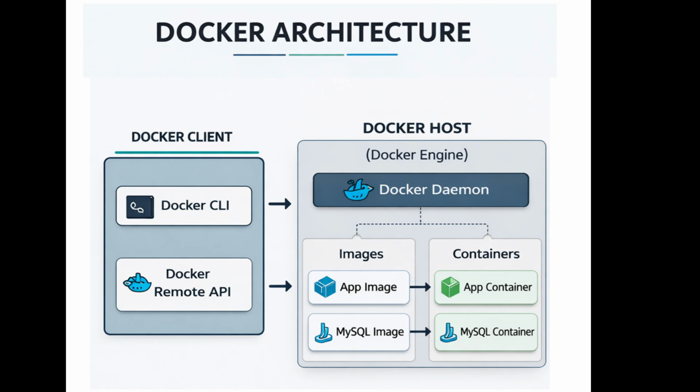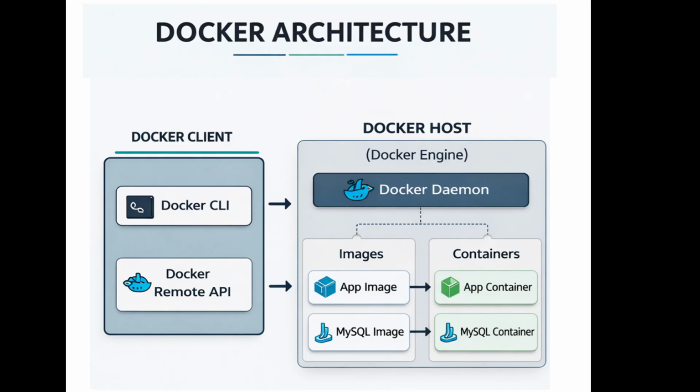The Docker daemon is responsible for managing several Docker components like Docker images, Docker containers, Docker networks, Docker volumes. For example, when we run the command docker build, the command goes from Docker CLI to Docker daemon, and the daemon builds the Docker image. And when we run the docker run command, the daemon creates and starts a container from that image.